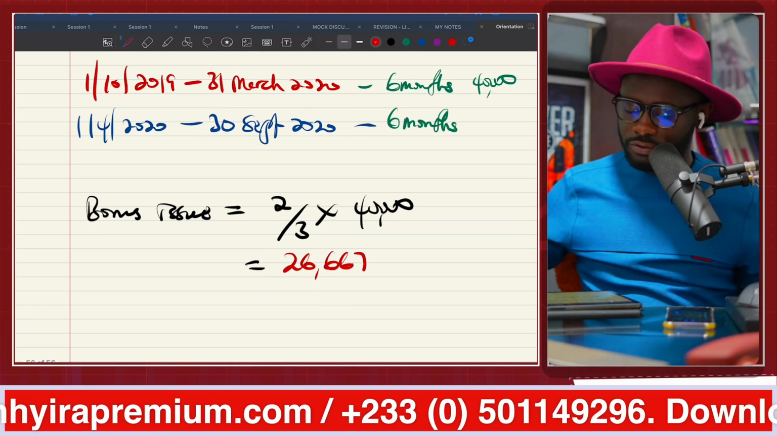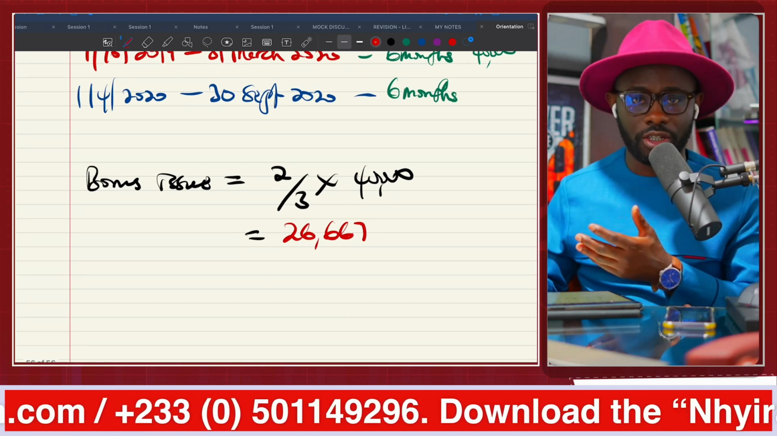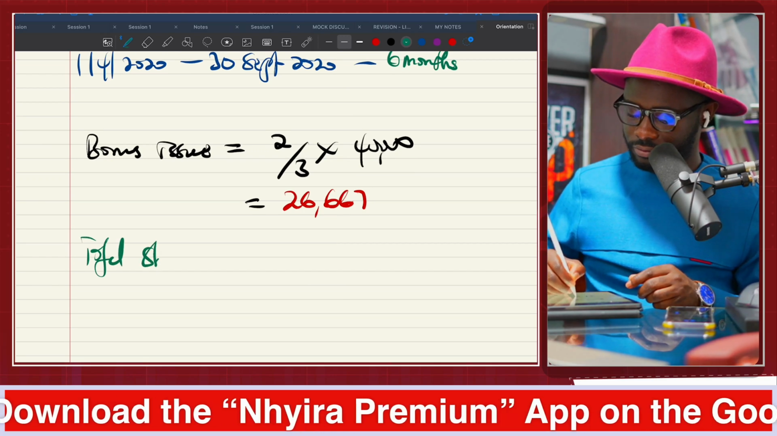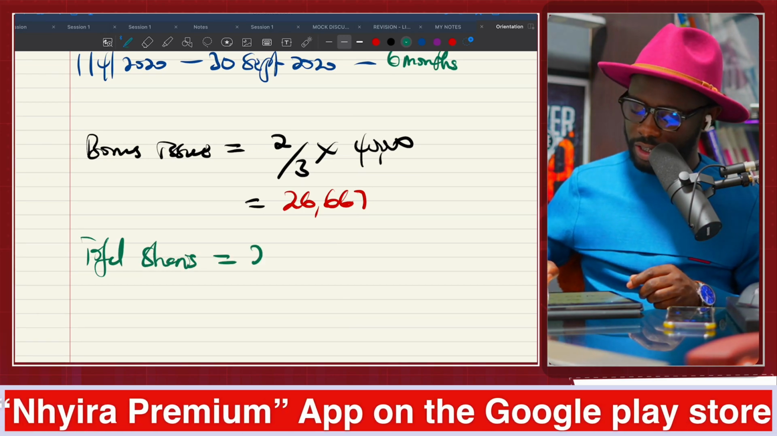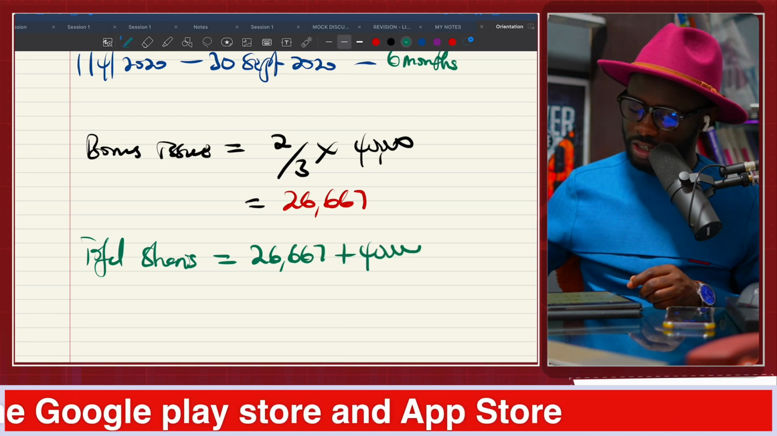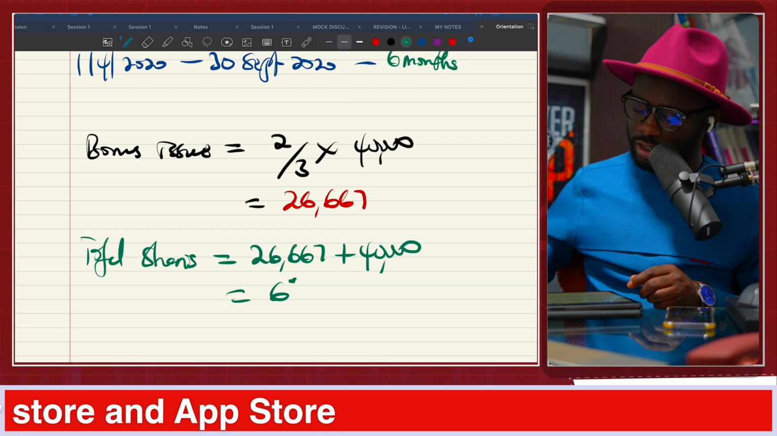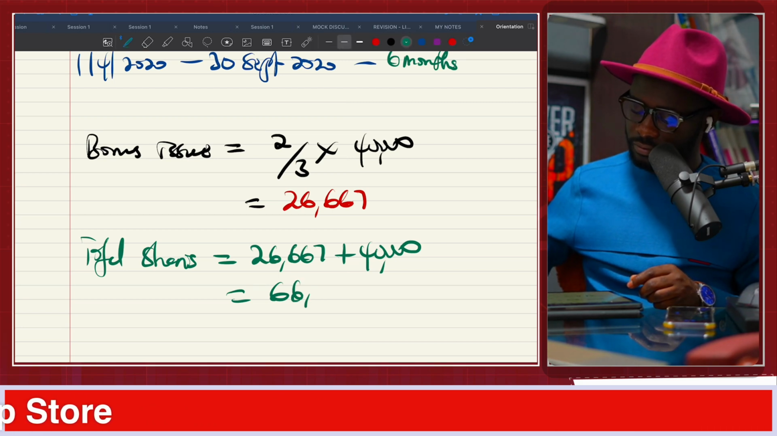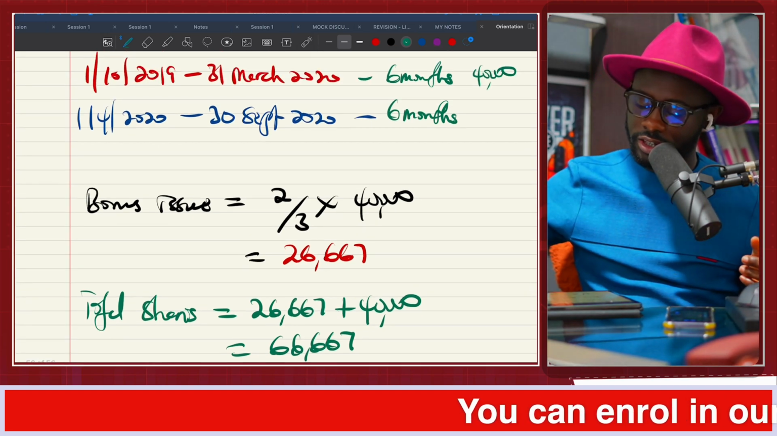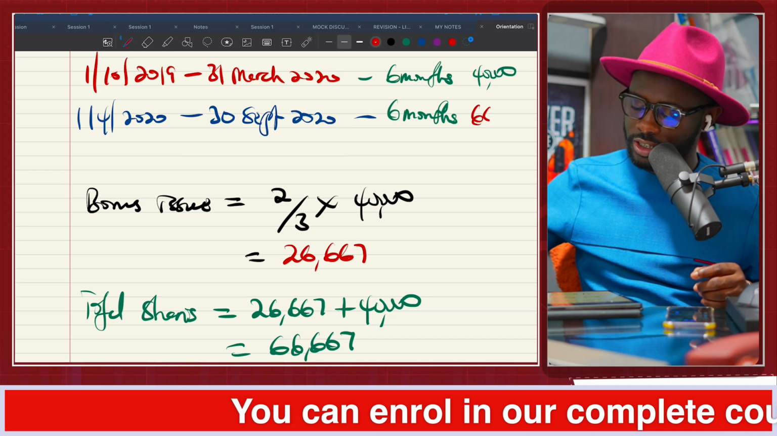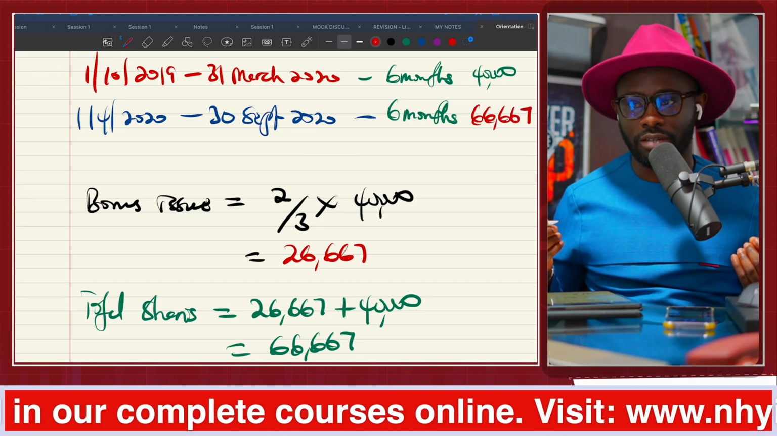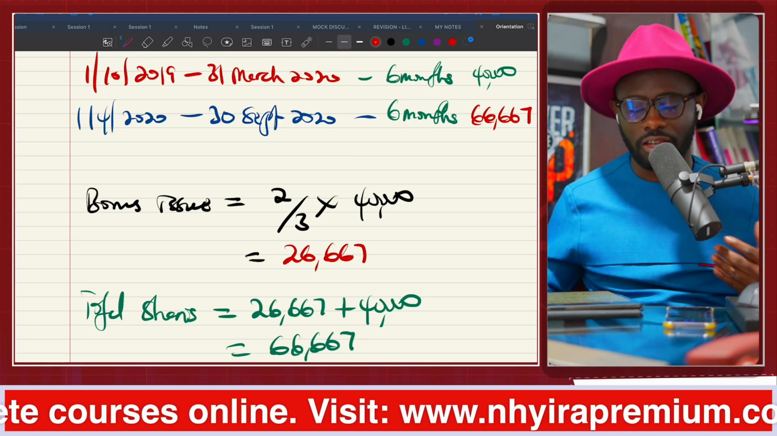So now it means from the 1st April to the 30th September 2020, the total shares will be the bonus issue plus the outstanding shares, giving us a total of 66,667. So for the second 6 months, or the final 6 months for the year, we are having 66,667 shares outstanding. Does that make sense? That's very important. So that's the starting point.